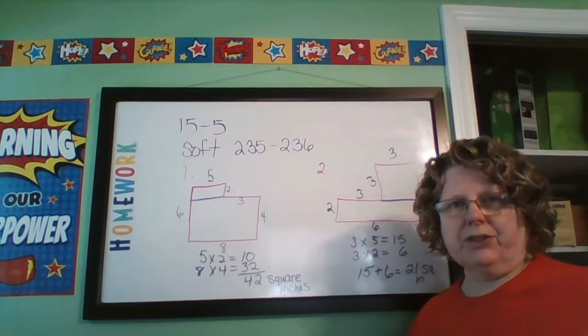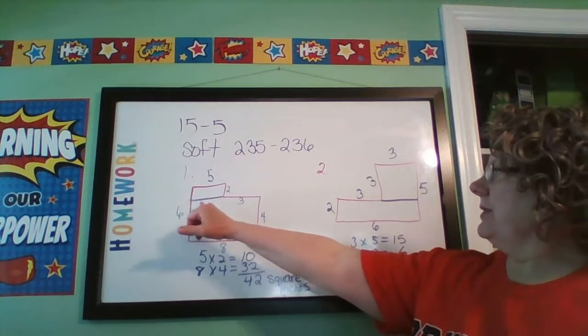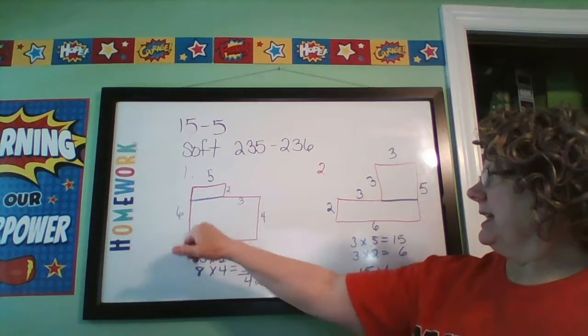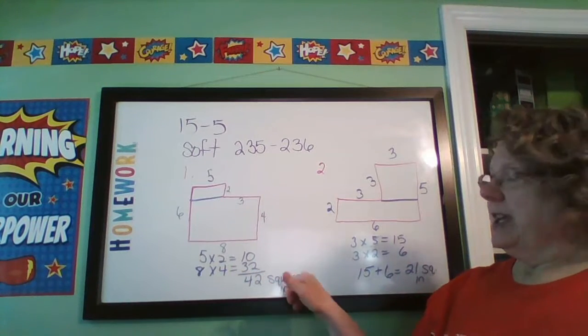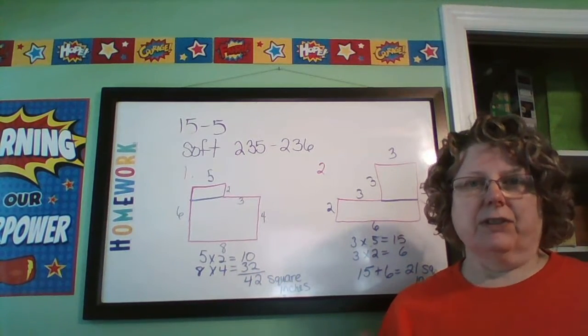Okay, guys, here's your answers for number 1 and 2. I divided the rectangle into two rectangles this way. 5 times 2 is 10. 8 times 4 is 32, and got 42 square inches. If you divided the rectangle a different way, but got the same answer, then you're fine.